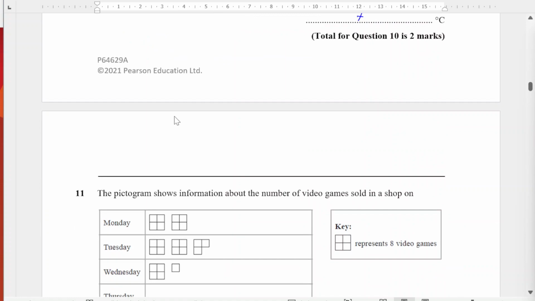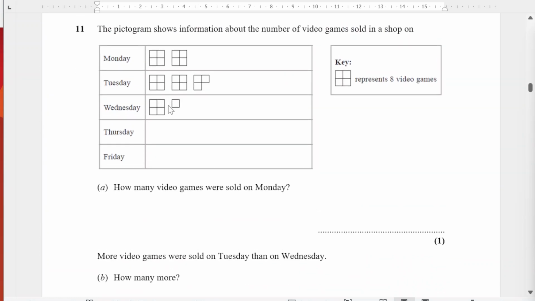Okay, question 11. So the pictogram question. A pictogram shows information about the number of video games sold in a shop. We've got our pictures for Monday, Tuesday, Wednesday, and we've got a key here. One full square split into 4 represents 8 video games. How many video games were sold on Monday? Well, it's going to be 2 times the key. We've got 2 full squares, so 2 times 8. So we're looking at 16 video games.